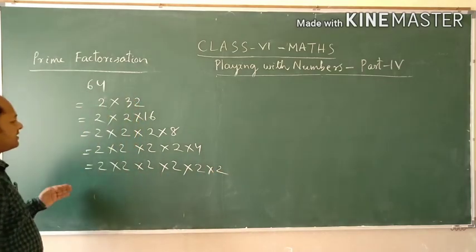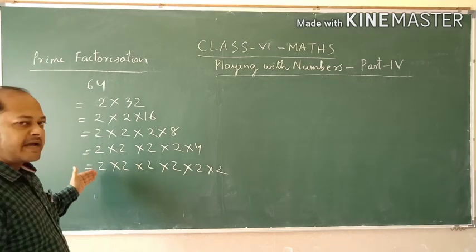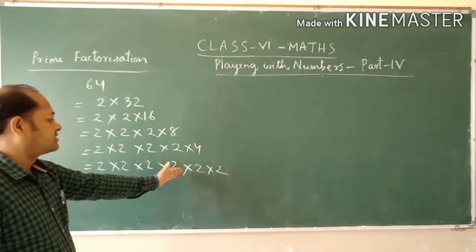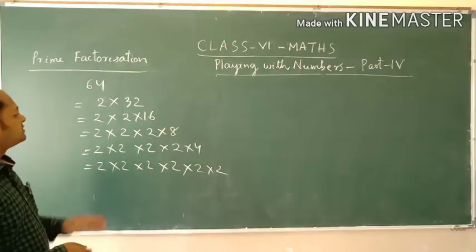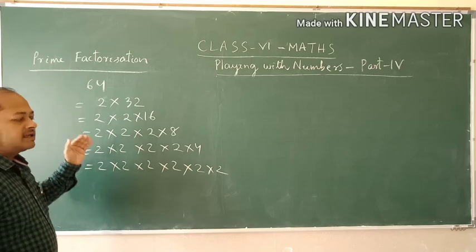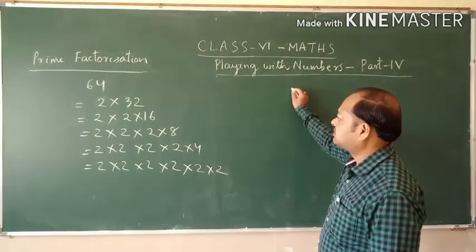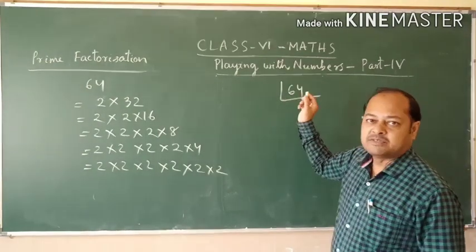So we see here that 64 can be factorized using prime numbers, because 2 is a prime number. So 2 into 2 is 4, 4 into 2 is 8, 8 into 2 is 16, 16 into 2 is 32, 32 into 2 is 64. This method is most commonly used, and it is called the division method. Let's see the division method. What is the division method? The prime factorization method can be done using the division method.